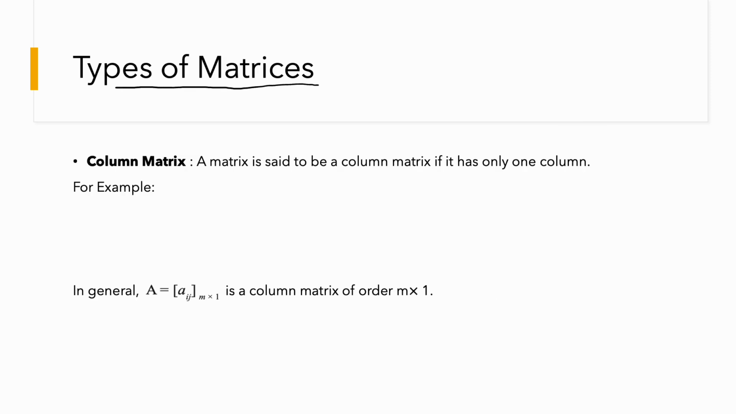The next is the types of matrices. So we have certain types of matrices. The first being the column matrix. So what is a column matrix? A matrix is said to be a column matrix if it has only one column. So let me give you an example.